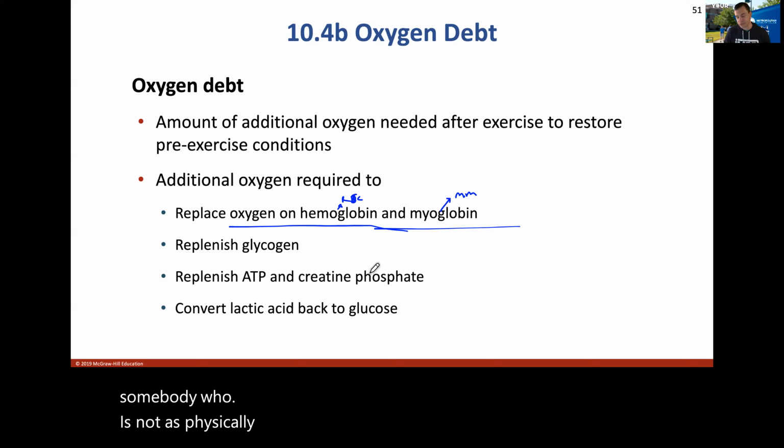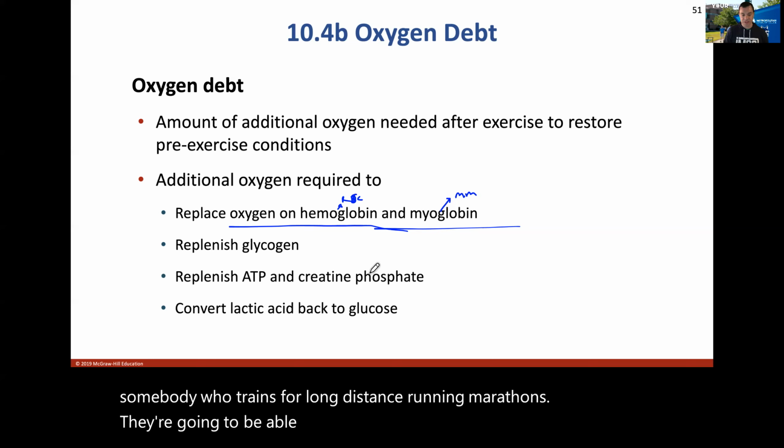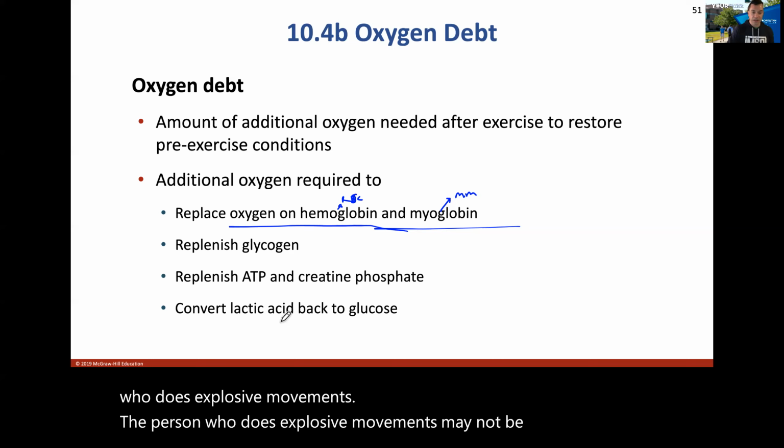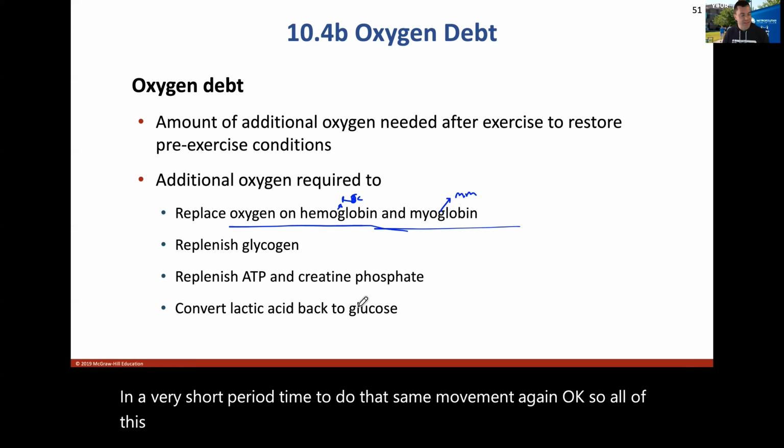And that depends also on your training method. Okay, somebody who trains for long distance running, marathons, they're going to be able to probably get back a lot faster than somebody who does explosive movements. The person who does explosive movements may not be able to get all this back in a very short period of time to do that same movement again. Okay, so all of this takes time, but this is the concept of oxygen debt.